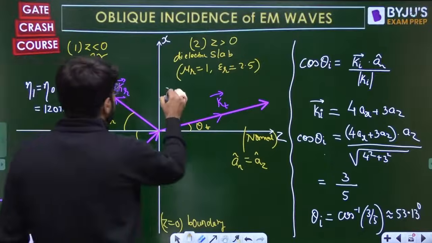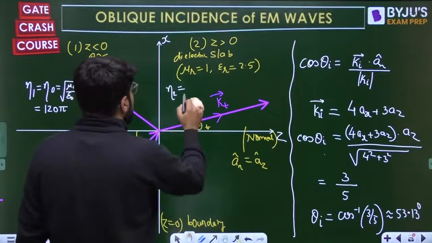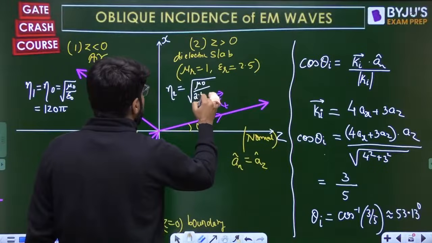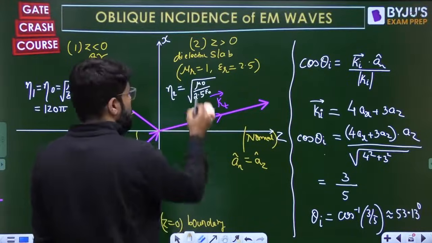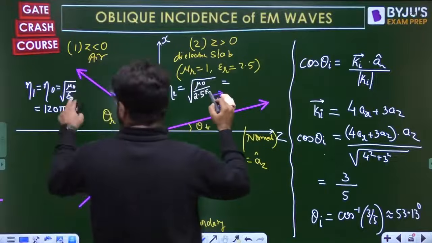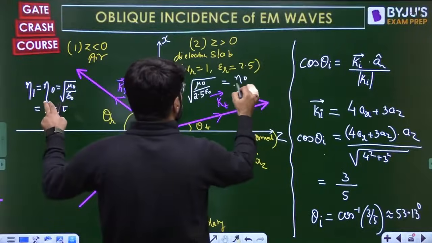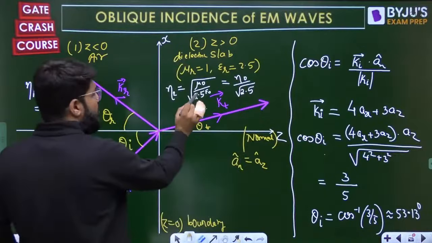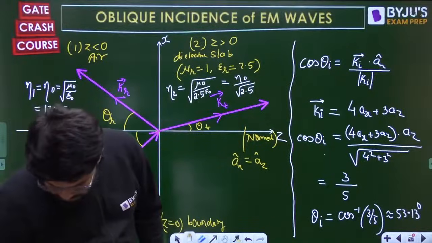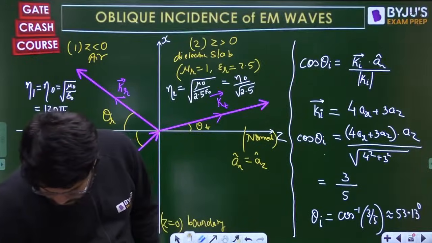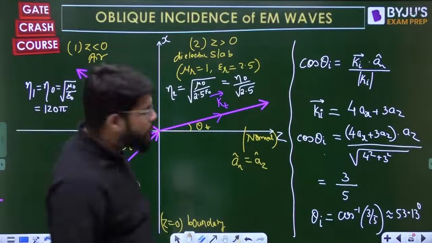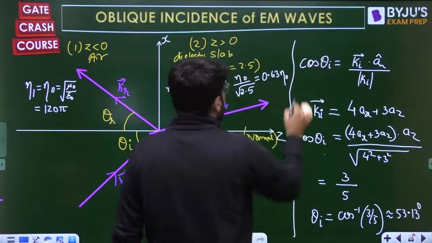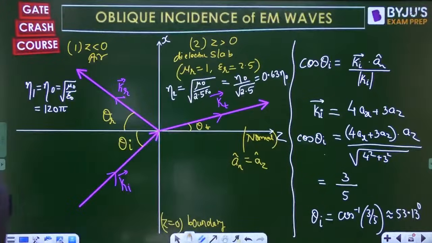Now come here. What should be the eta 2? Eta 2 is given by the formula root over of mu naught divided by 2.5 epsilon naught. Let root over mu naught by epsilon naught be eta naught only. So eta naught is divided by under root of 2.5, and that is 0.63 eta naught.